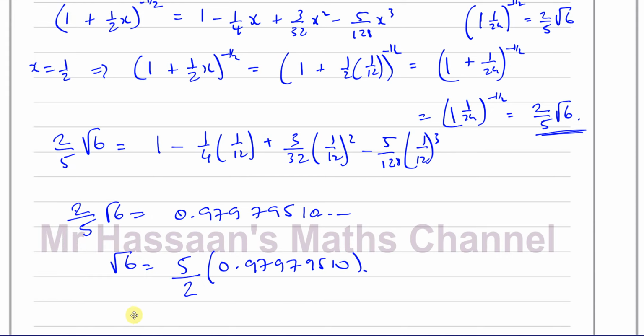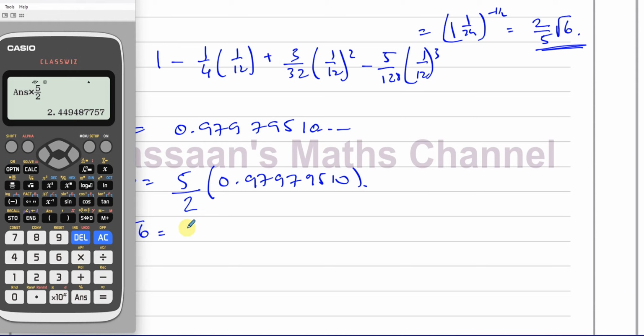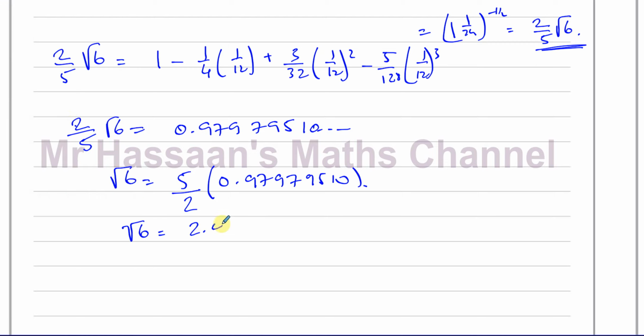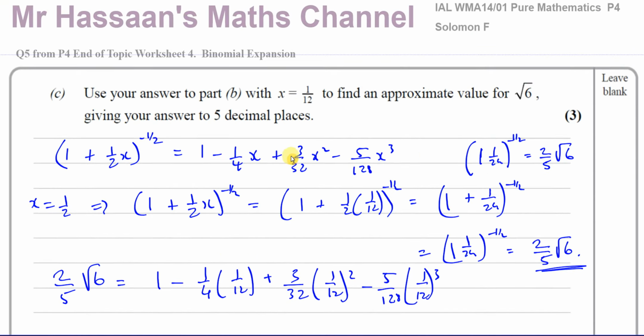And that gives us 2.449487. So we can say root 6 is equal to 2.449487, 4877, it goes on like that. So we want this rounded to 5 decimal places. So we have 1, 2, 3, 4, 5. So we can say root 6 therefore is equal to 2.44949 to 5 decimal places as required. Okay, so there's the answer to this question part C.